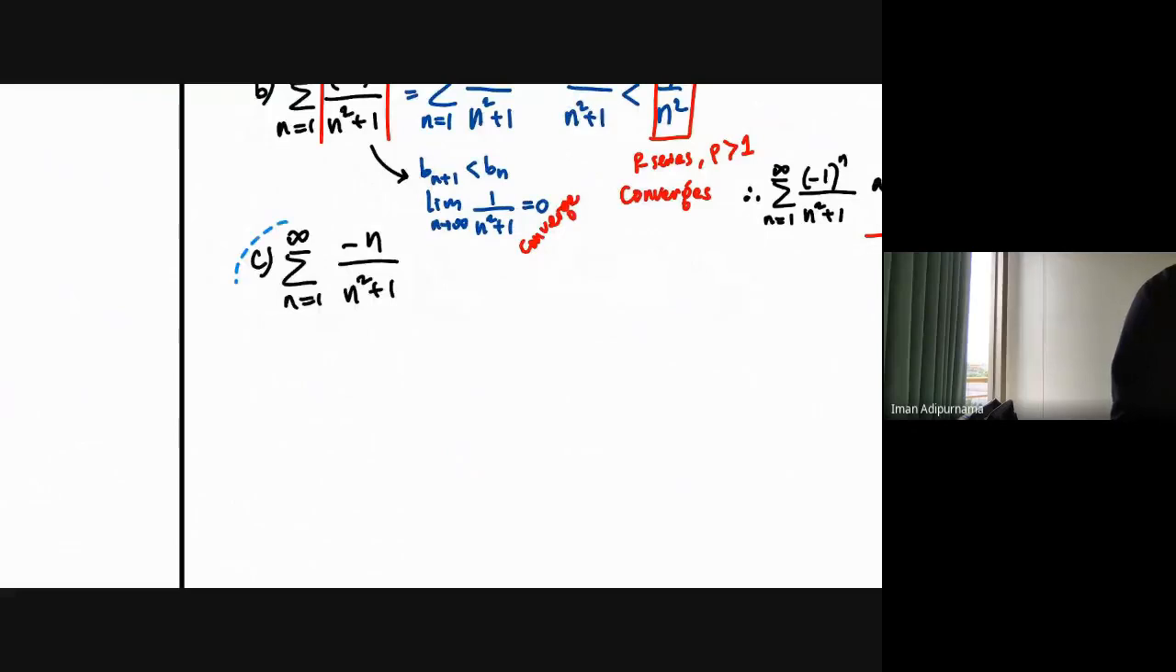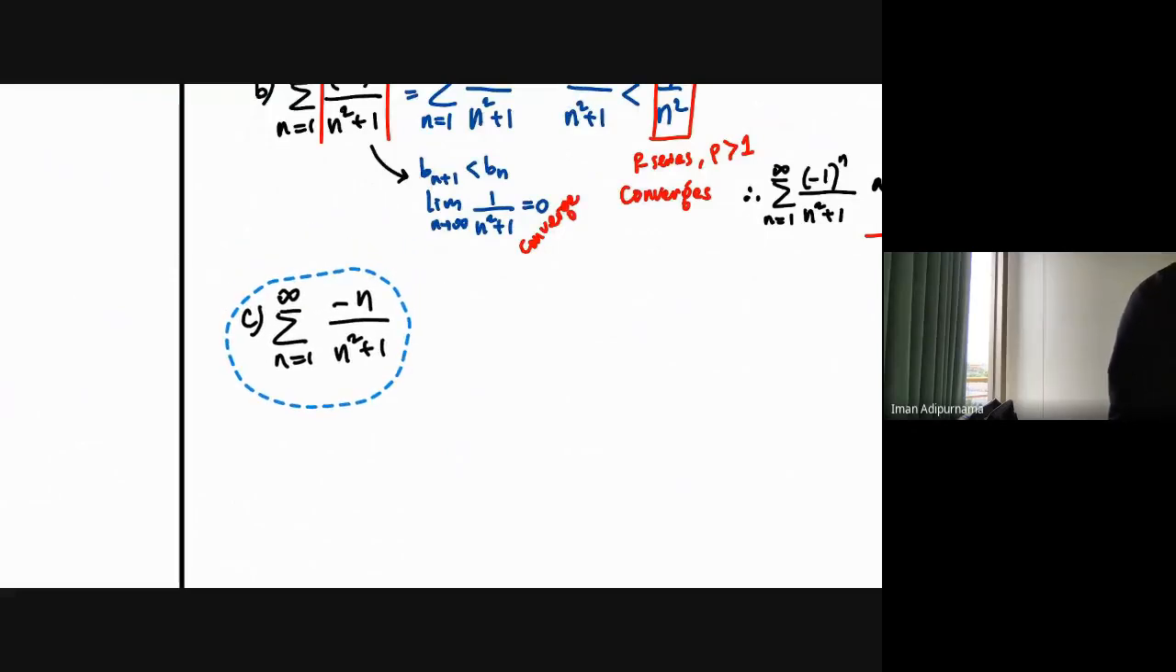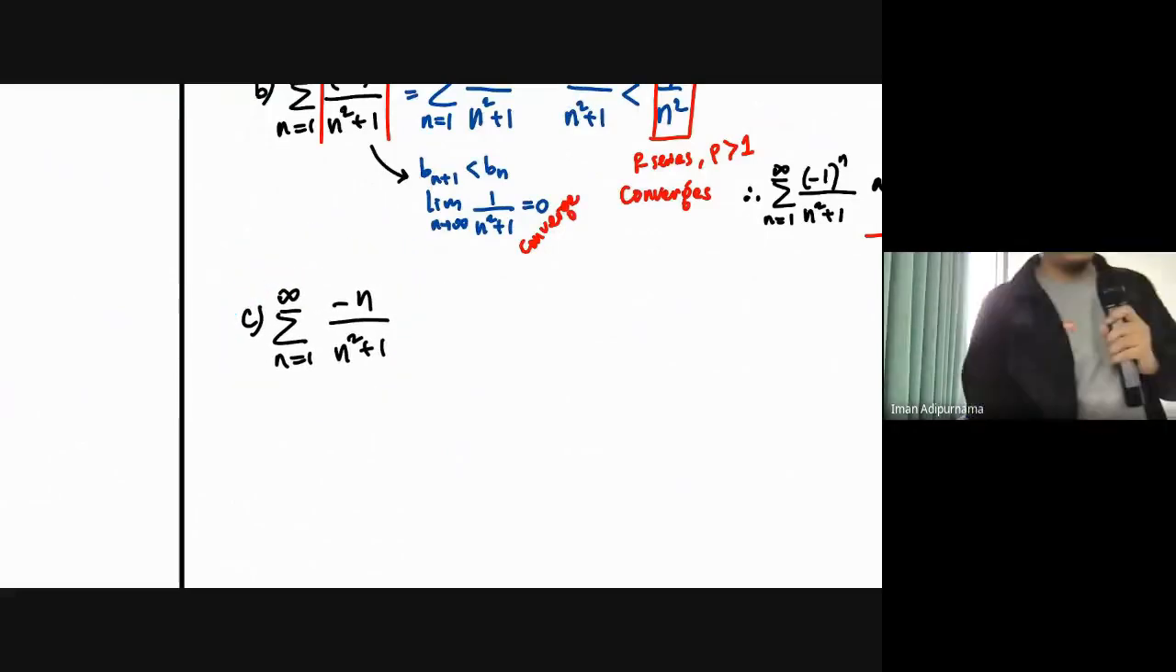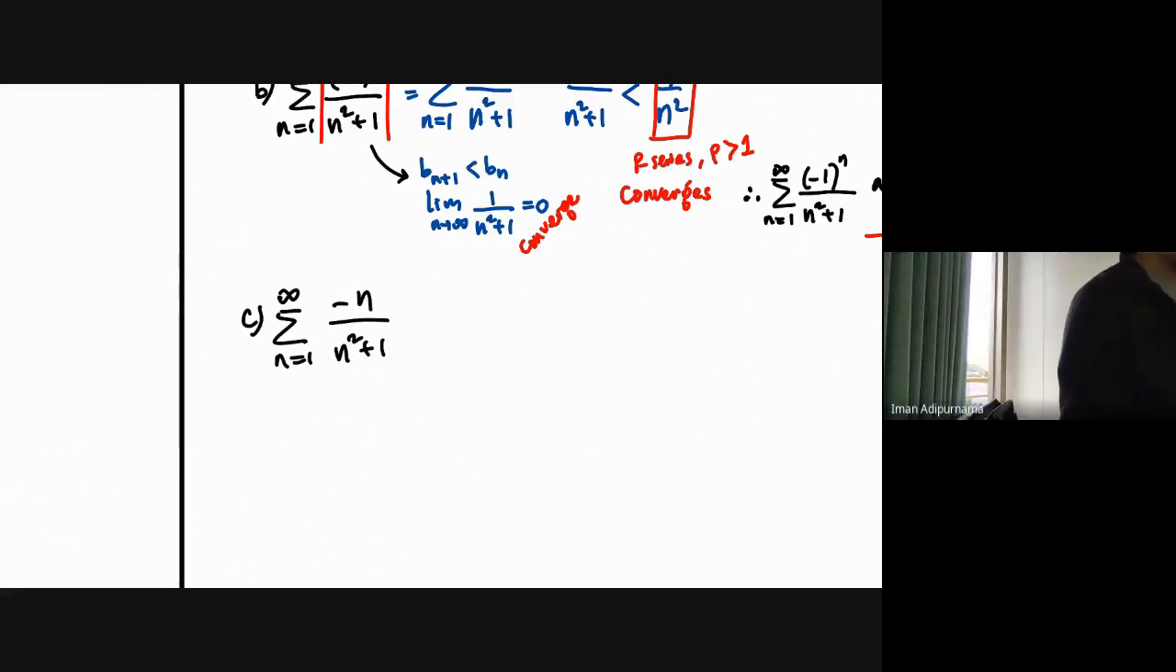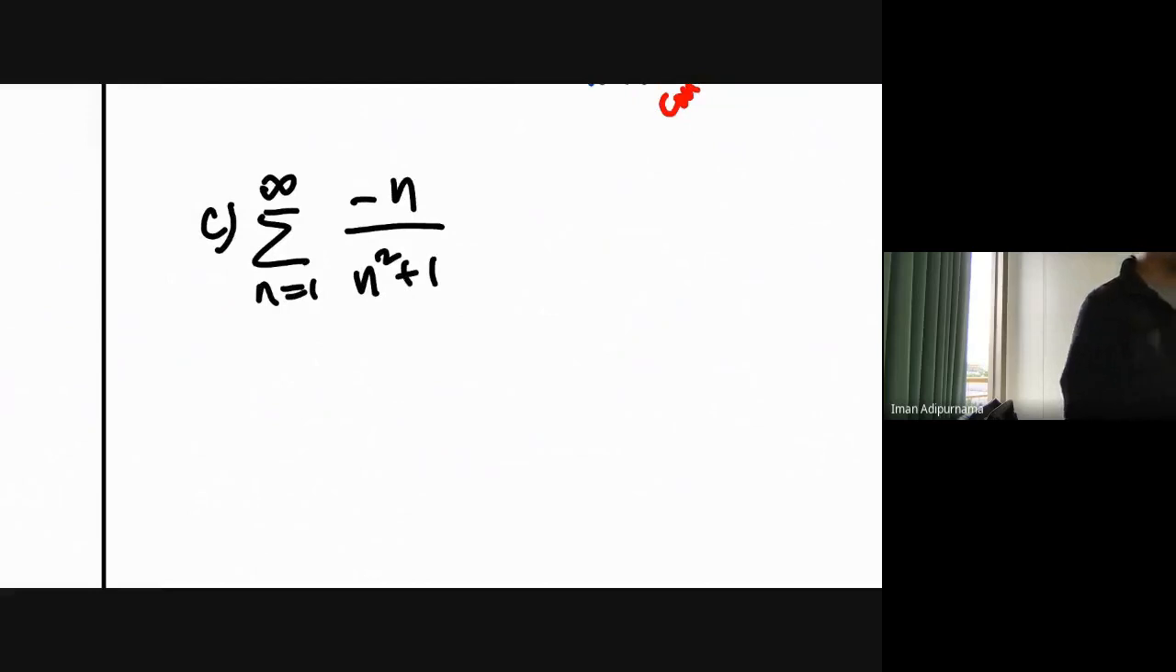Okay, that's number B. And number C is negative n divided by n squared plus 1. Anyone got results from this relation? I think some of you read that it diverges. It diverges.